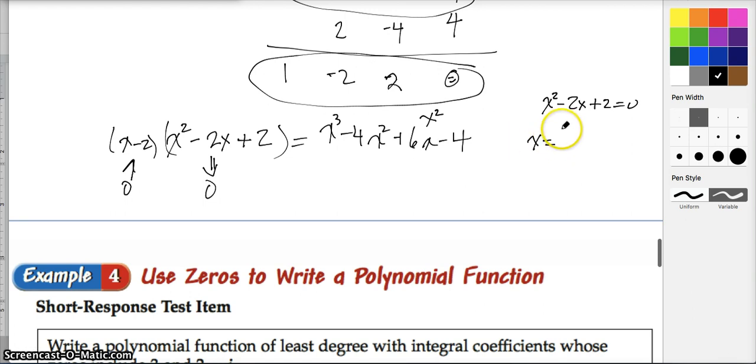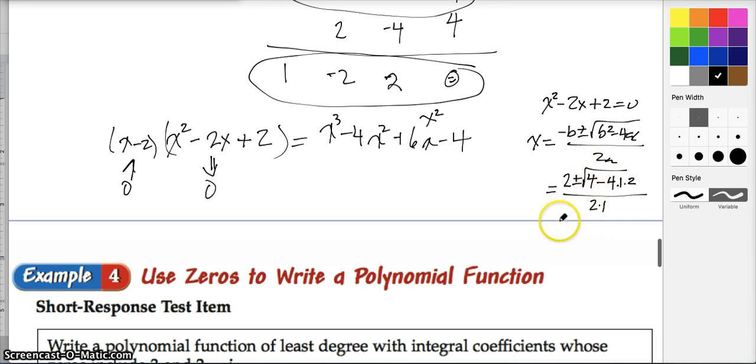x is equal to negative b plus or minus the square root of b squared minus 4ac, all of that over 2a. Let's go ahead and plug in the values that we know, and we have 2 plus or minus the square root of 4 minus 4 times 1 times c, which is 2. All of that over 2 times a, which is 1. So now as I'm simplifying this, 4 times 1 times 2, that's 8. 4 minus 8 is negative 4. Negative 4 tells me I do have 2 imaginary roots.